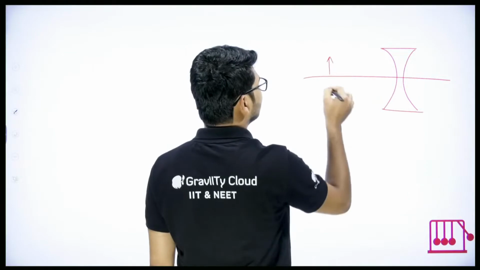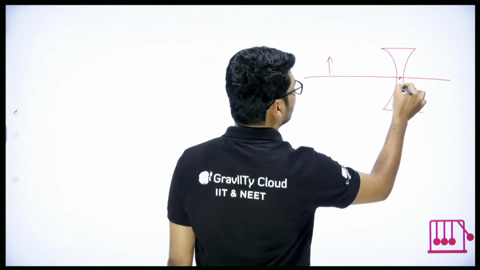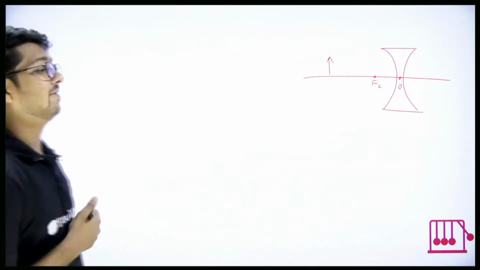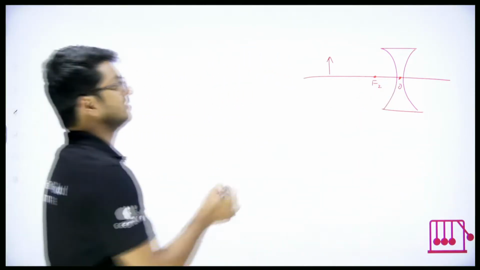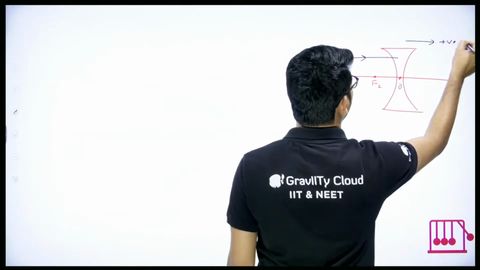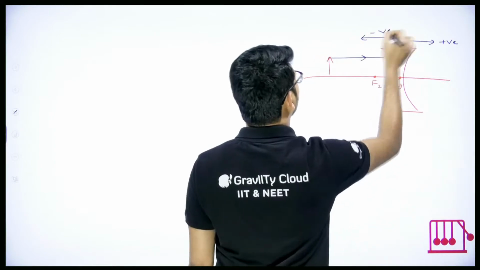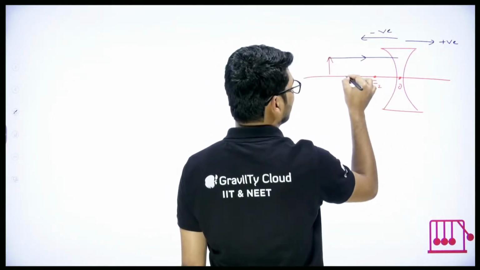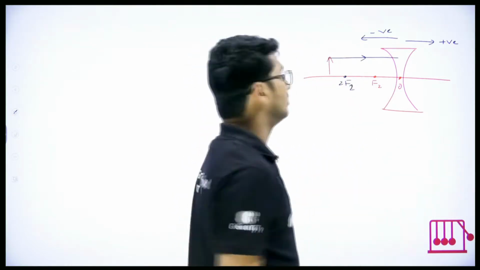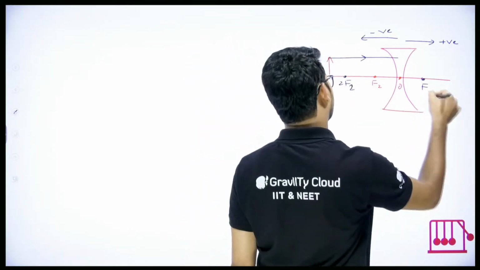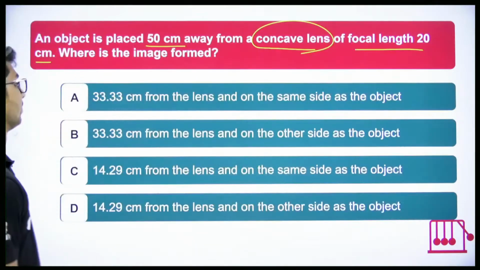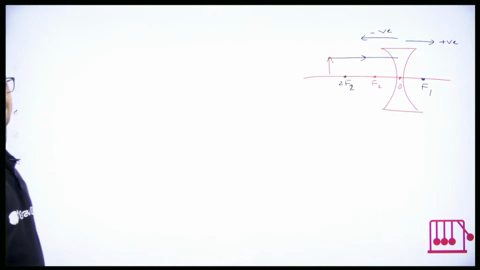The object is placed 50 centimeter away. Right, so if this is the object, the incident rays will be something like this. So towards the right is positive, towards left is negative. In the direction of incident ray, we first come across F2 and then F1. F2 is here and F1 will be somewhere here. Got it? Now, we have to find the image formed.